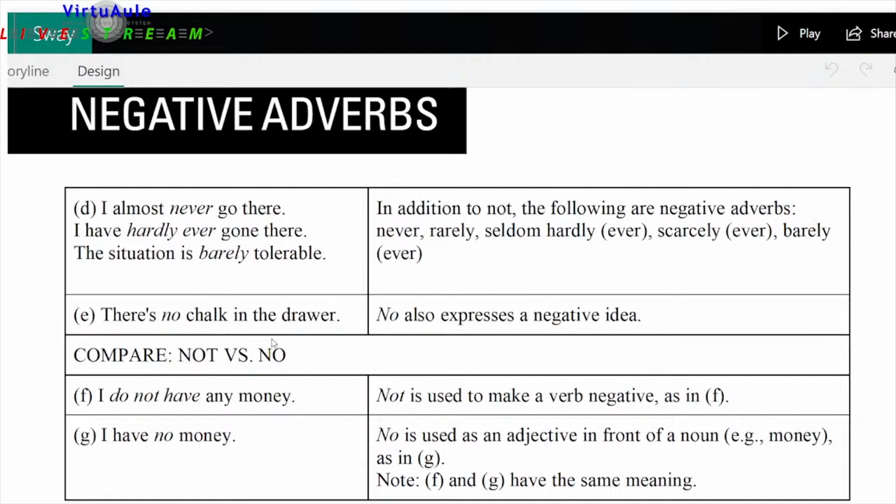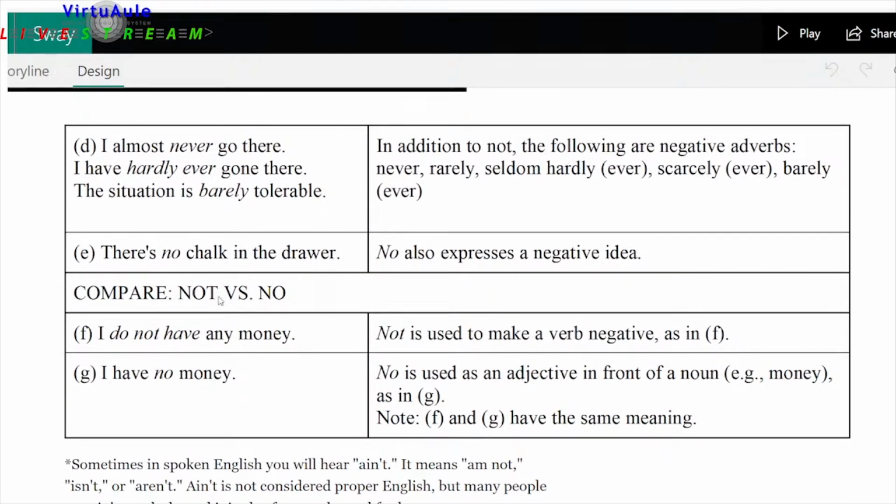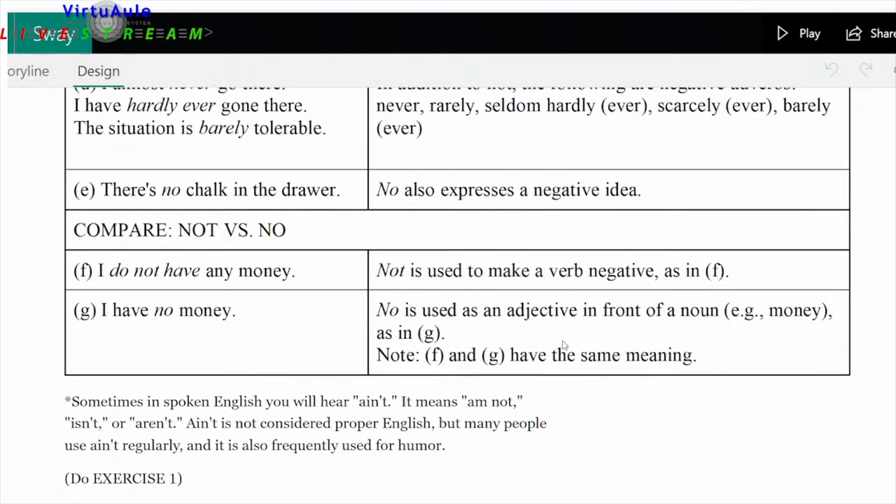There's no chalk in the drawer. No also expresses a negative idea. These are all negatives. Compare not versus no. I do not have any money. I have no money. In F, not is used to make a verb negative. In G, no is used to make a noun negative, so the adjective no becomes like a negative. F and G have the same meaning. I do not have any money. I have no money.